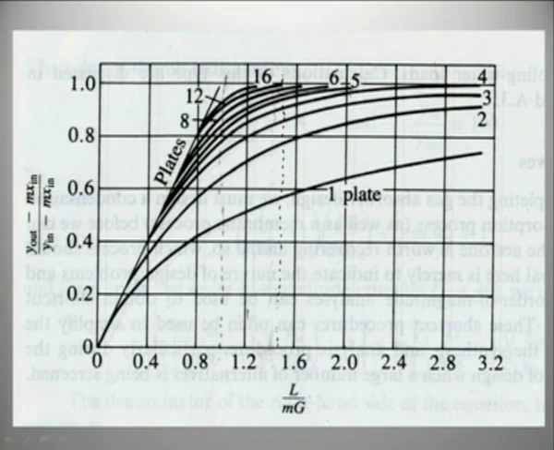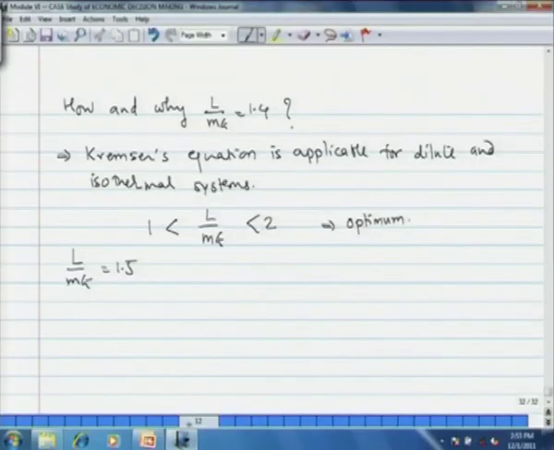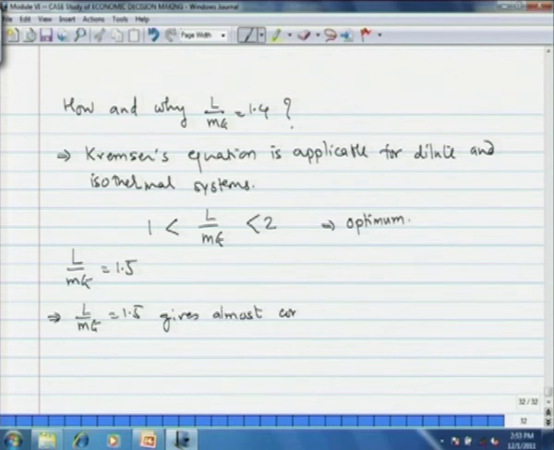Therefore, in order to optimize the operating and capital cost of both distillation column and absorber together, we choose a little less than 1.5 L by mg, that could be 1.4. So, that point we note. L by mg equal to 1.5 gives almost complete recovery in merely 15 plates.